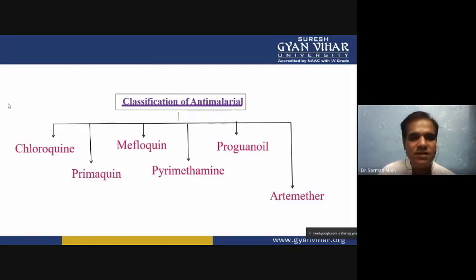Various types of anti-malarial drugs are available, and the basic anti-malarial is chloroquine, which is isolated from a plant. Primaquine, mefloquine, trimethoprim, proguanil, and artemether are also there. These are all different drugs, and they inhibit the growth and development of the parasite.